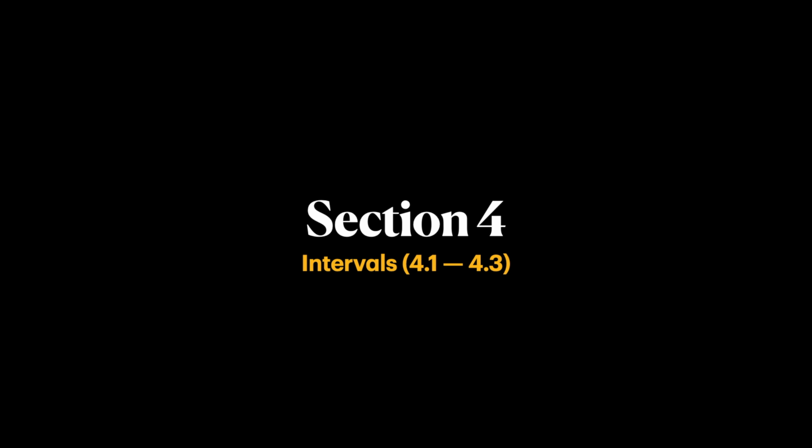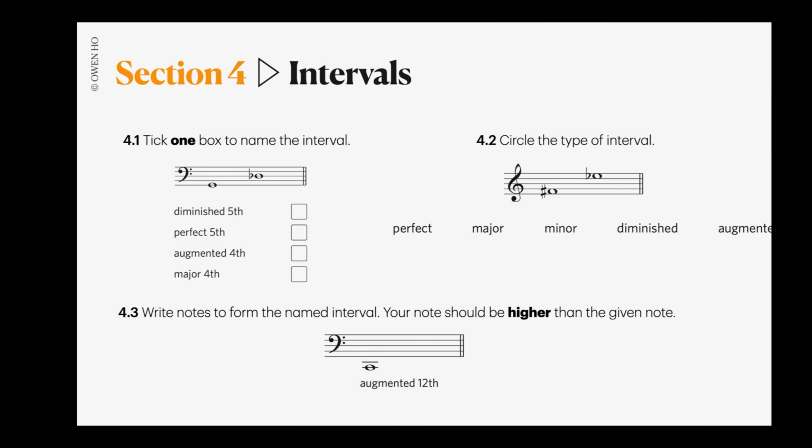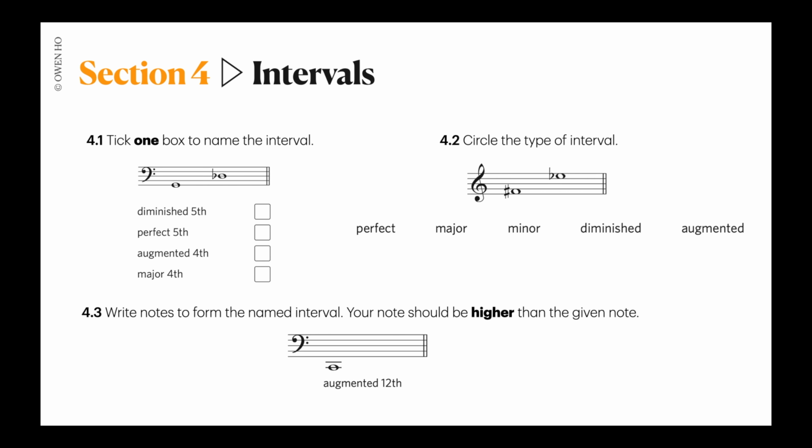Sections 4.1 to 4.3. These sections are all about the concept of interval, which is the distance between two notes. For example, in 4.1, we're given two notes and we need to circle the interval between them. In 4.2, we are similarly given two notes and we need to circle one of the 5 options there, which describe the quality of interval between the two notes.